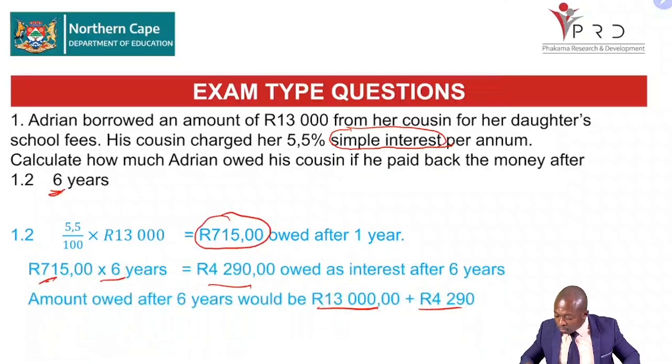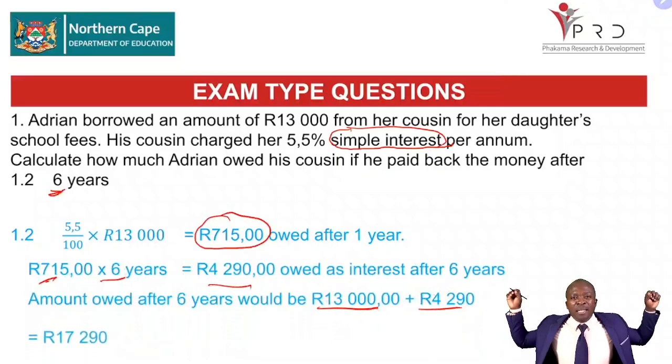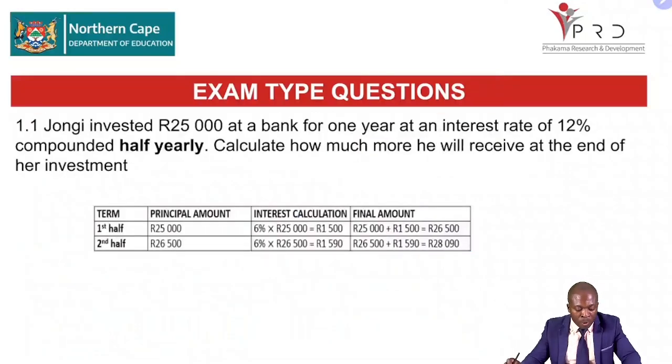13,000 plus 4,290. That will give me my answer here. What's yours? Is it the same like mine? 17,290. Well done. Well done. We are getting somewhere. Let's look at another question.